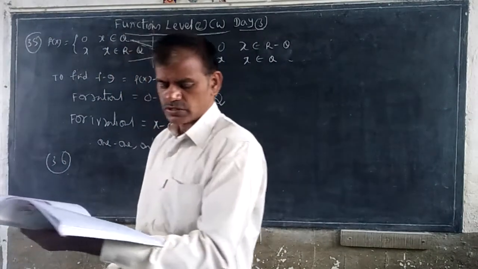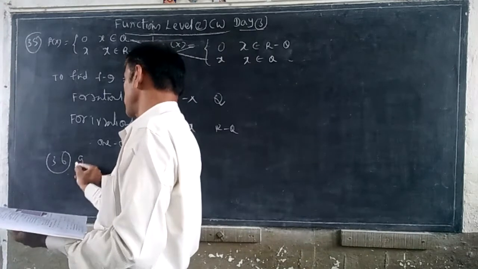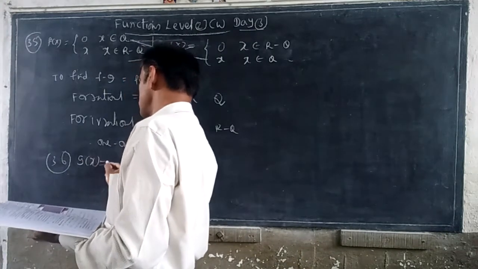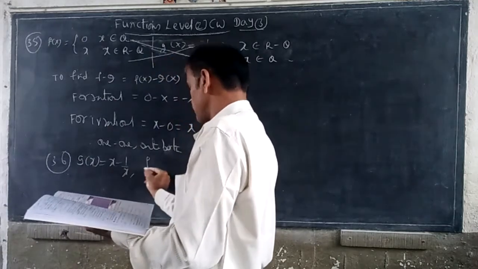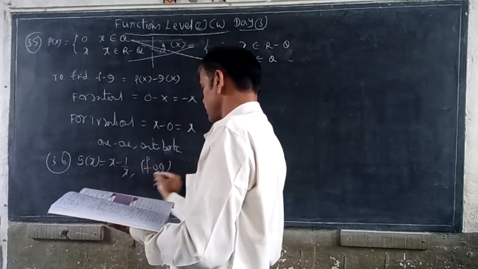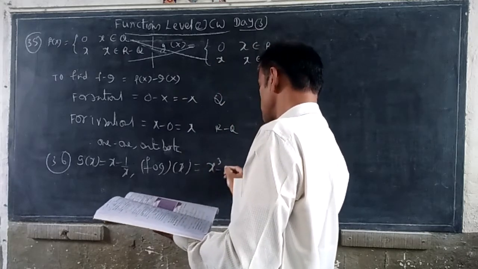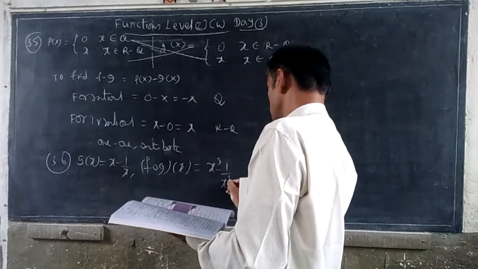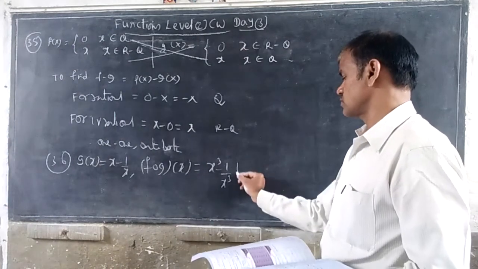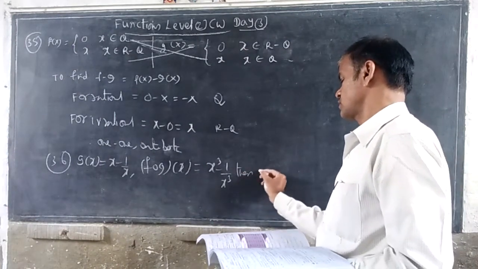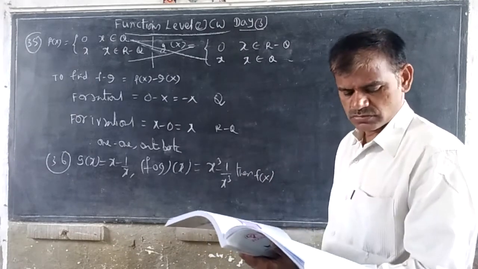f of x and g of x are two functions such that g of x is equal to x minus 1 by x, and f circle g of x is given. f circle g of x is equal to x cube minus 1 by x cube. Then f of x is equal to... There is no other method than verification.